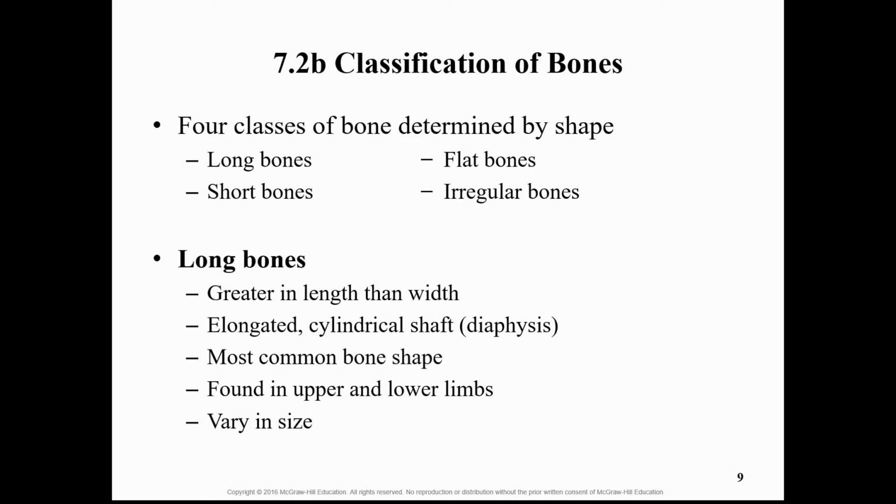Now, long bones are longer than they are wide. They're elongated. They have a central shaft called the diaphysis, and it's the most common bone shape we have. And they vary in size. The femur, of course, would be a long bone, but even the small distal phalange in your 5th digit, the last bone in your pinky finger, is a long bone. So look at a newborn infant. Look at their little tiny toe, their little pinky toe. There are 3 bones, 3 long bones in that toe.